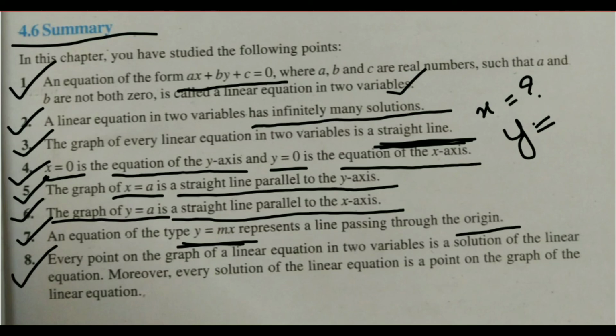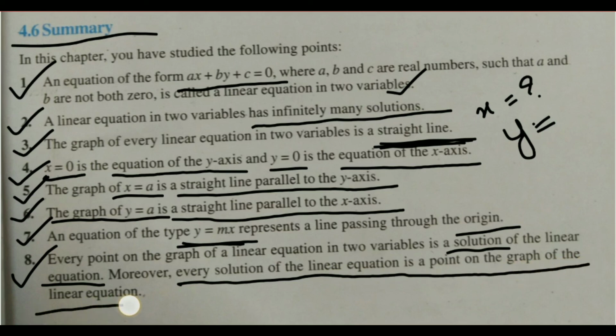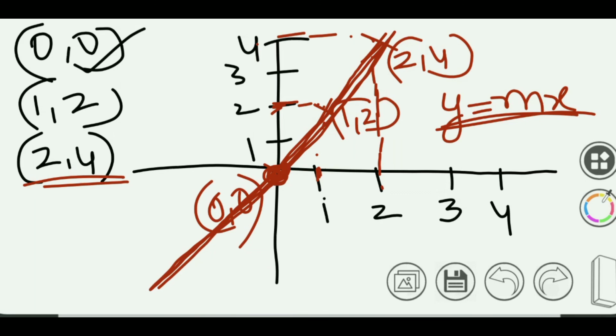Every point on the graph of a linear equation in two variables is a solution of the linear equation. Moreover, every solution of the linear equation is a point on the graph of the linear equation. See here, every point on the graph is a solution of the linear equation. If I put a point here, this is a solution of the linear equation. If you extend this, you are getting 2 points. So any point on the graph is a solution of the linear equation.